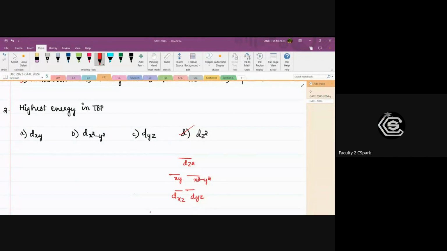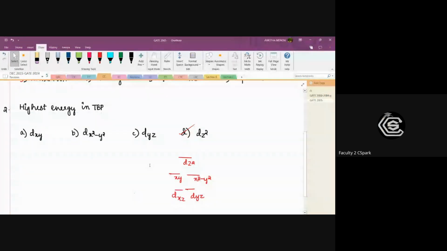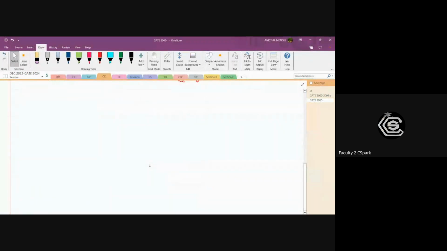So please learn trigonal bipyramidal, trigonal prismatic, pentagonal bipyramidal. I had put all these things in the group. If you don't have that, please drop a message and I shall share it once again. All right. So 2005, next question. These are all variations of what has been asked in NET.